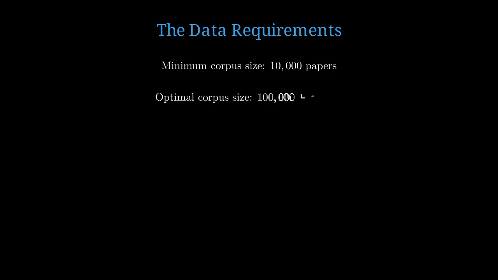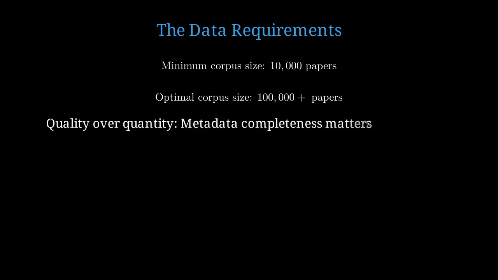Let's discuss the substantial data requirements for effective AI gap analysis. For meaningful gap analysis in a subdiscipline, you need a minimum corpus of about 10,000 papers. Optimal results require 100,000 or more papers to capture the full landscape of a field. But quality matters more than quantity.